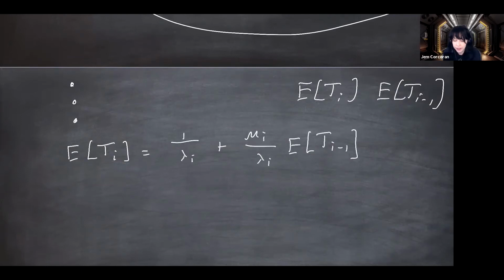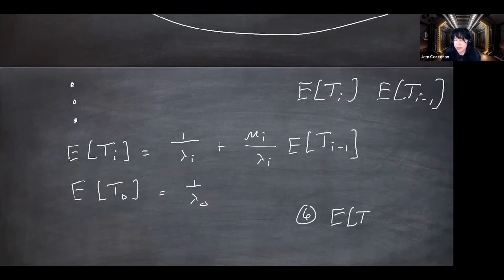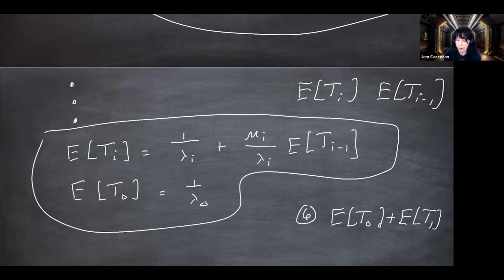We have a formula. We know the starting value, and you can use the formula because this is kind of long. But for problem 6, you just want the expected value of T0 plus the expected value of T1. Formula in a box. Okay.